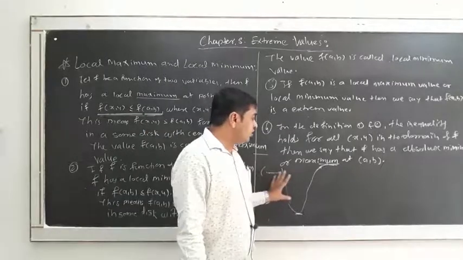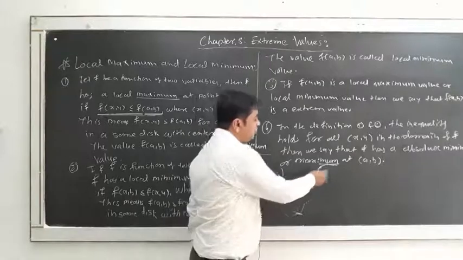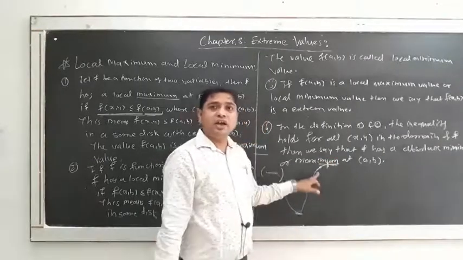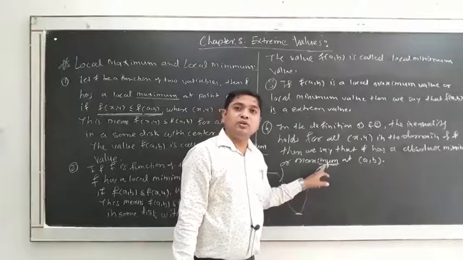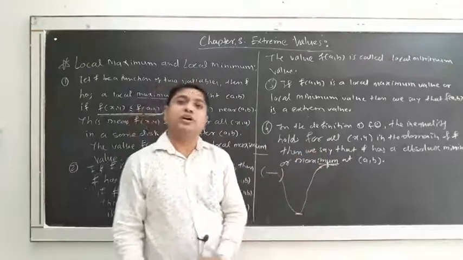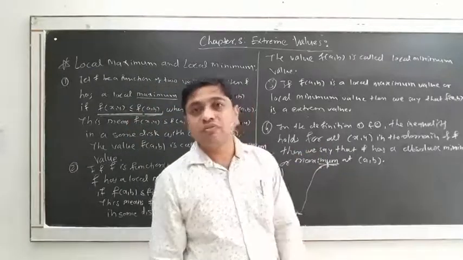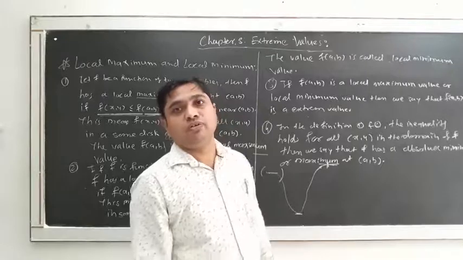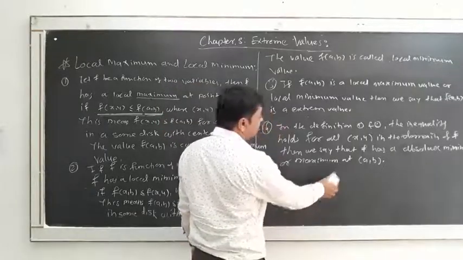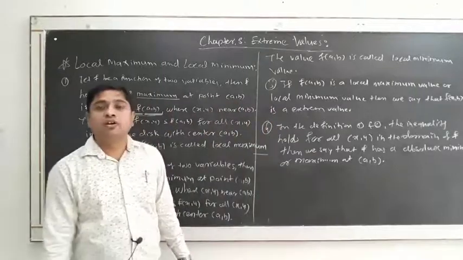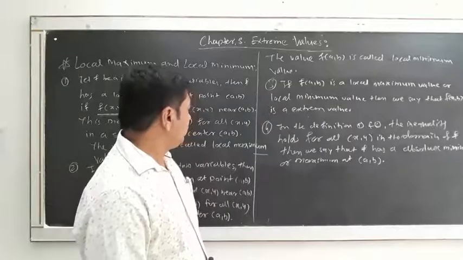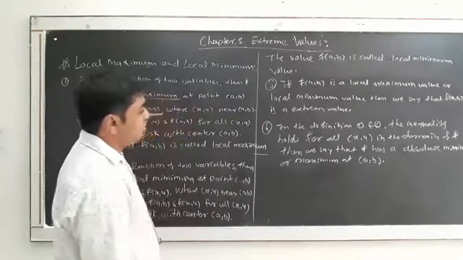But if we take this point, f(a,b) is greater than all the values of f(x), and therefore we say that it is the absolute maximum. Similarly, we can write the definition for the absolute minimum value. Okay, so we have seen some definitions.